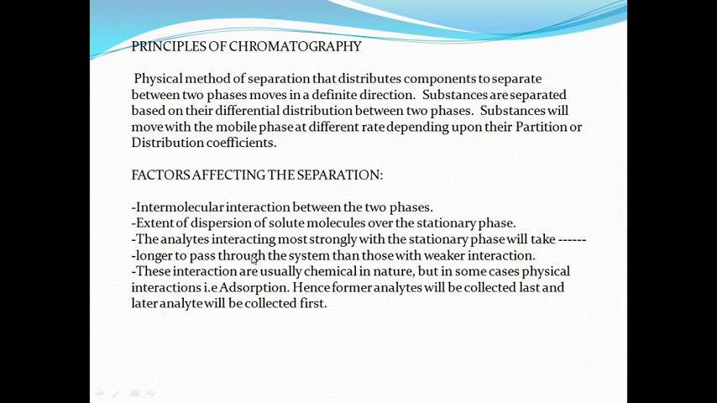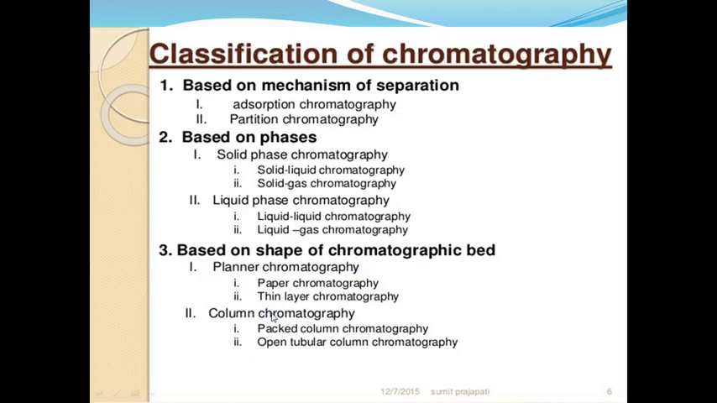So that means, here see, the analyte which has the strong affinity toward the stationary phase will be collected last, and the analyte which has more affinity towards the mobile phase and less affinity towards the stationary phase will be collected first. Okay, next come to the classification of chromatography.